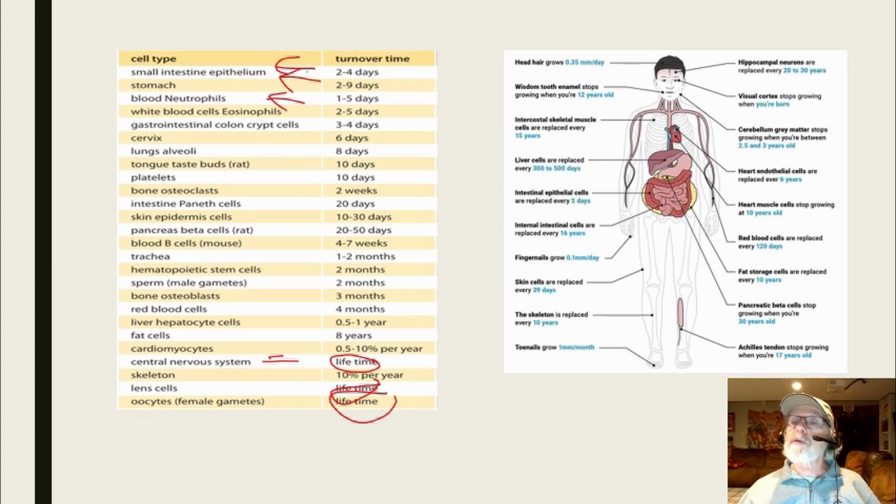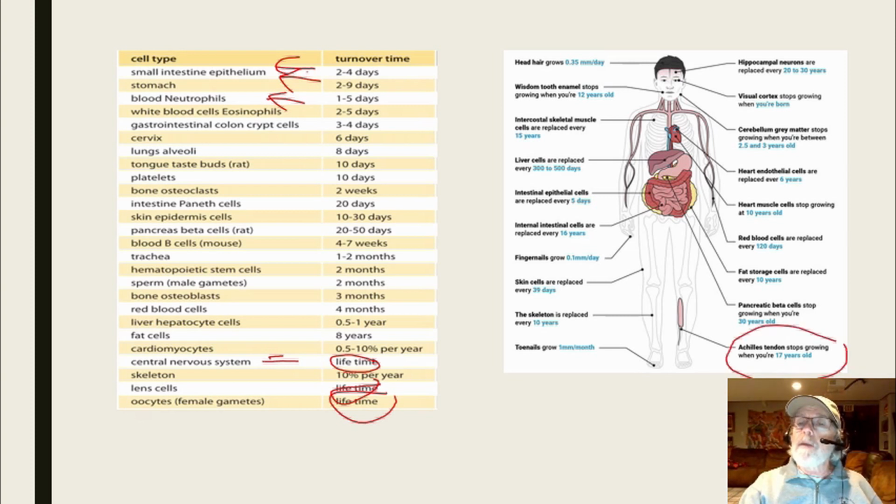Again, it talks about things like heart muscle cells stopping growing at a certain age. We stop cell dividing. We're going to have cell division in certain things like skeletal muscle, heart muscle, and stuff like that for a period of time, just because it has to get larger in size. So we're going to have cell division as things start to get larger in size. But at a certain point, it stops. Okay. And again, like the Achilles tendon stops growing when you're 17 years of age.